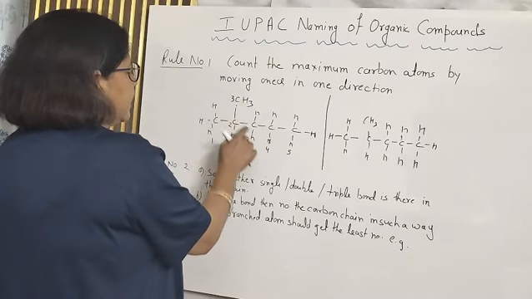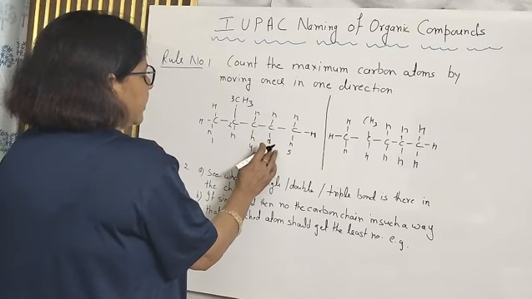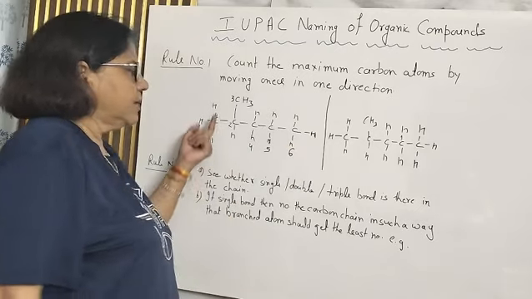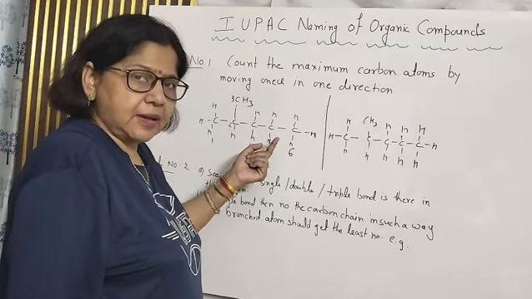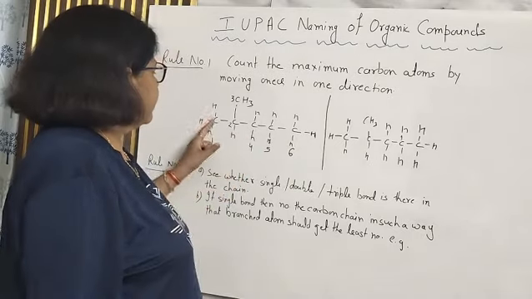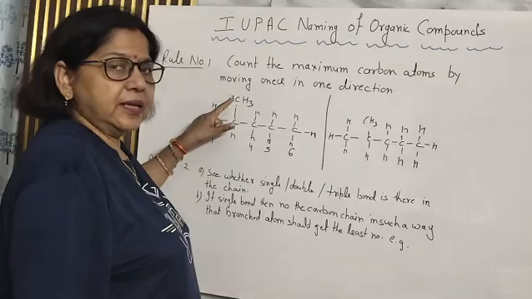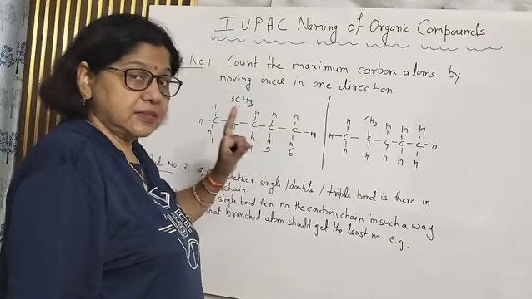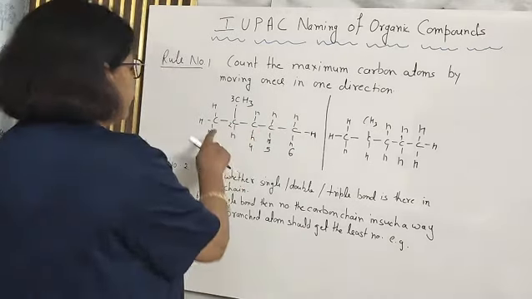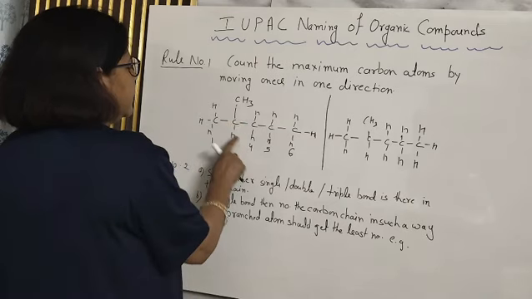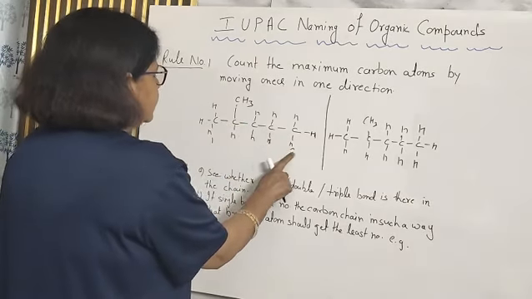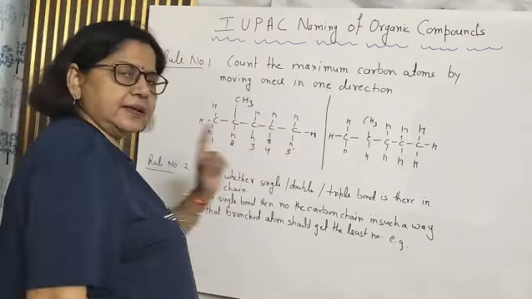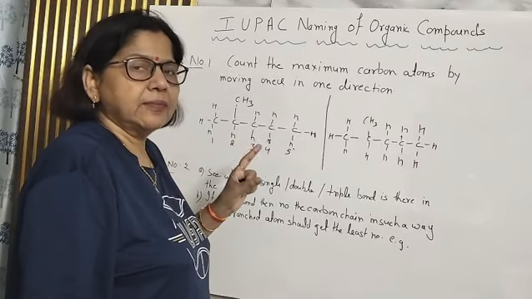3, then again I come down, I call it 4, then I call it 5, and then I call it 6. So by moving that way I have counted 6 carbon, but this is the wrong method. Why? Because we went up from 2 to 3, and then again we have come down from 3 to 2, and then again we went straight. This is not acceptable. So what is the method? You move once in one direction. What is that? 1, 2, 3, 4 and 5. That is the correct method of counting the carbon atoms.